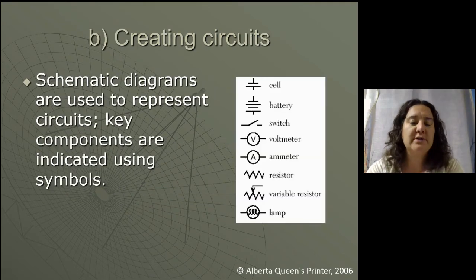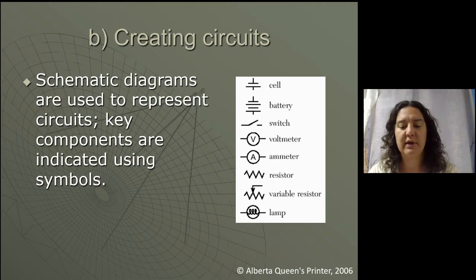So when we're drawing circuits, there are different schematic diagrams that we can use. And again, these are going to be in your data booklet. There can be a cell, which is just one energy source, a battery, a series of energy sources, a switch so it can indicate if a line is open or closed, voltmeter, ammeter, resistor, variable resistor, and lamp. So when drawing your circuit, these are many common icons that you can use.